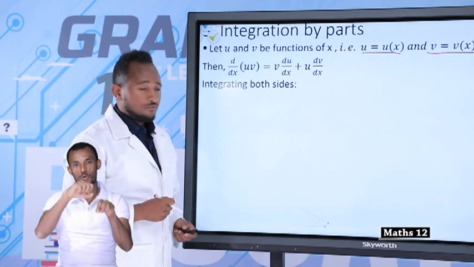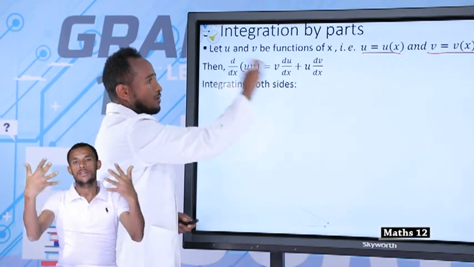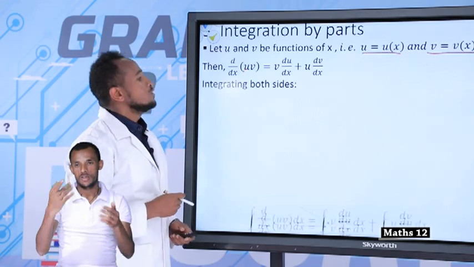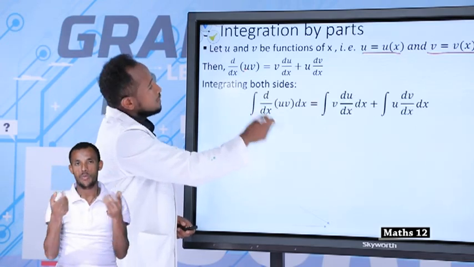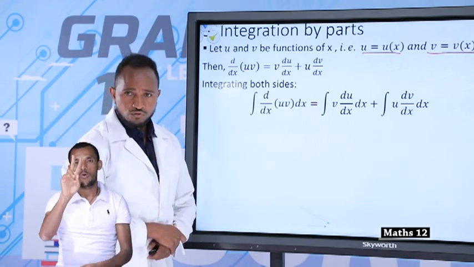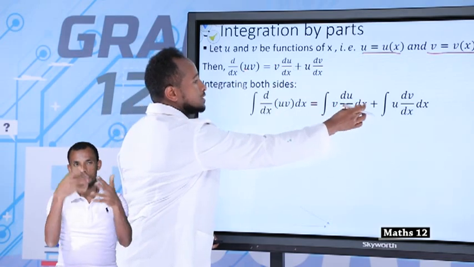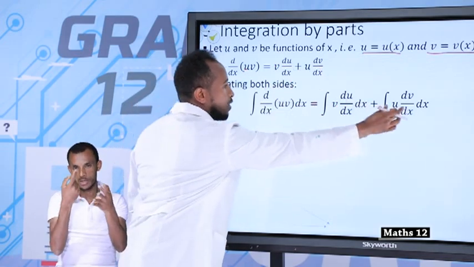To derive the formula, let's integrate both sides of this equation. When you integrate, you'll have the integration of d by dx of uv dx, equal to the integration of this expression plus the integration of this one.